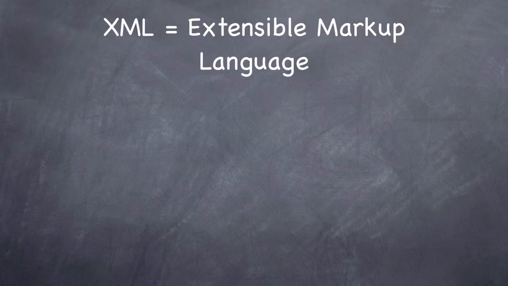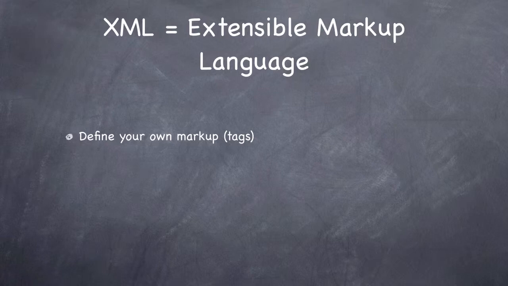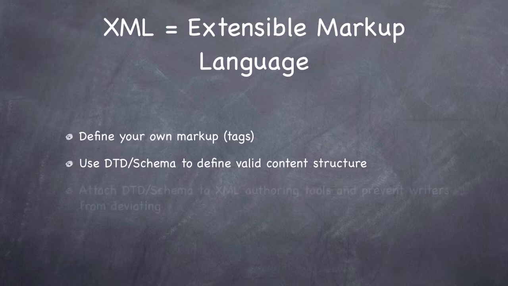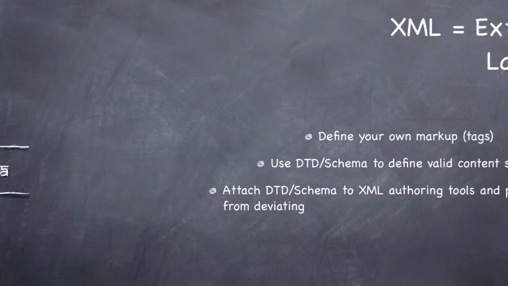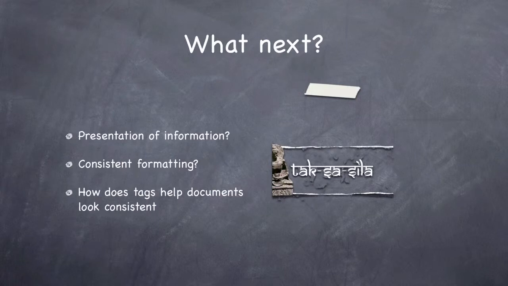So which programming language will I use to implement structured authoring? Well, the first choice these days is XML or Extensible Markup Language. It lets you define your own markups or tags. You can use DTD or schema to define the valid content structure through your tags. And finally, you can attach the DTD or schema to an XML authoring tool to enforce your writers to follow the content structure. So, what about presentation of information?